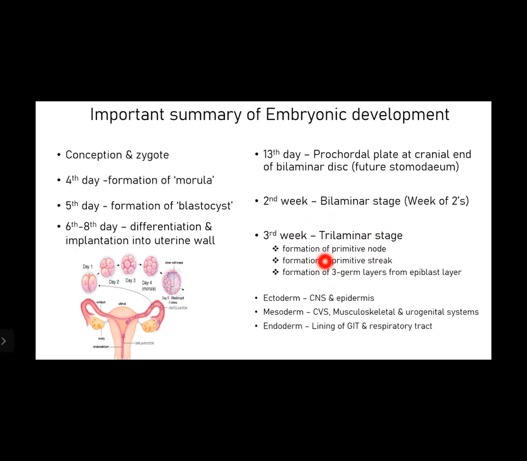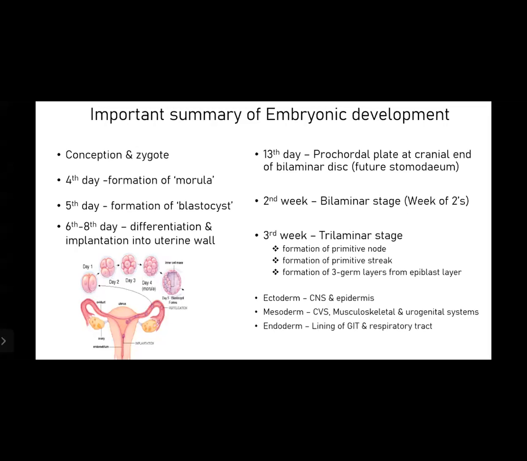Now, what's so special about the trilaminar stage? That is the time when you have the formation of the primitive node, also known as Hensen's node. It's an area with very potent cells that give rise to all 3 germ layers. You will notice that the cells from the top, or the crestal area, will migrate downwards and form the 3 germ layers.